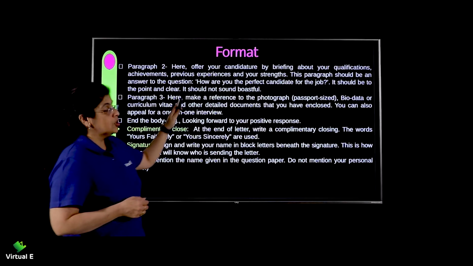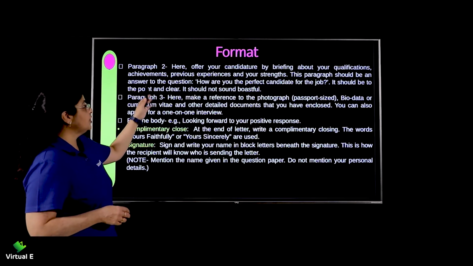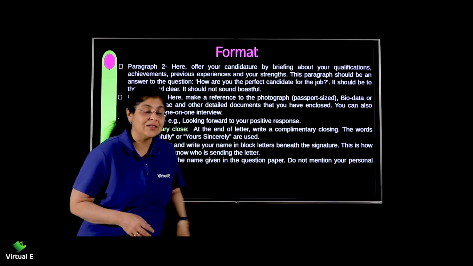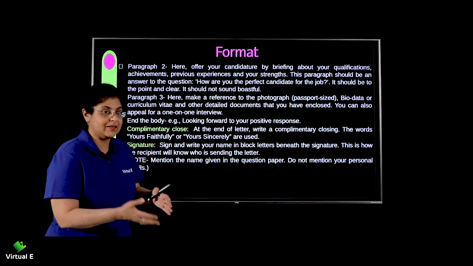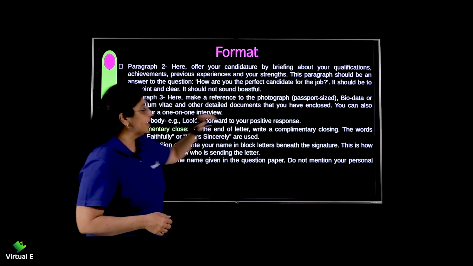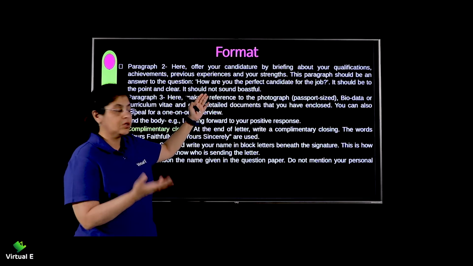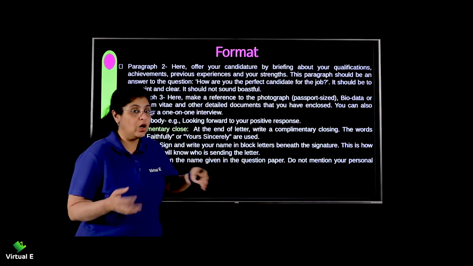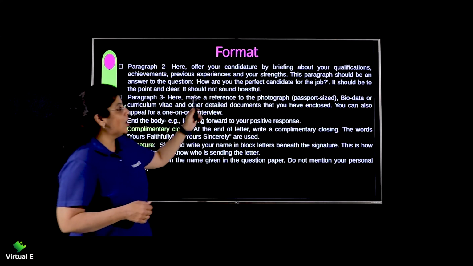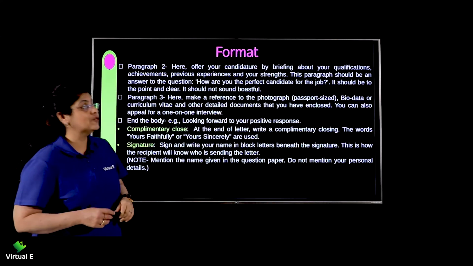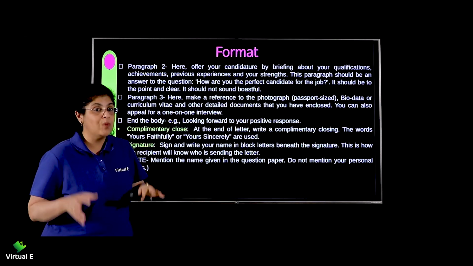Paragraph 2. Here, offer your candidature by briefing about your qualifications, achievements, previous experiences and your strengths. Now, offering your candidature as in the details of the candidate. What is that you will tell them? Your qualification, what are your achievements, your previous experiences, where all you have worked, what all you have done, and your strengths, what all are you good at. This paragraph should be an answer to the question, how are you the perfect candidate for the job? It should be to the point and clear. It should not sound boastful.